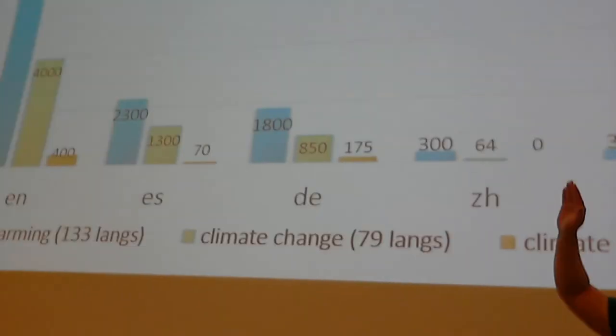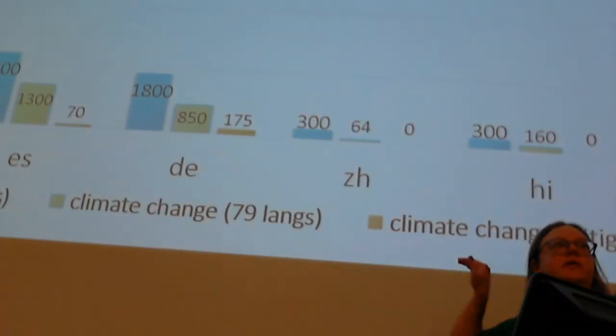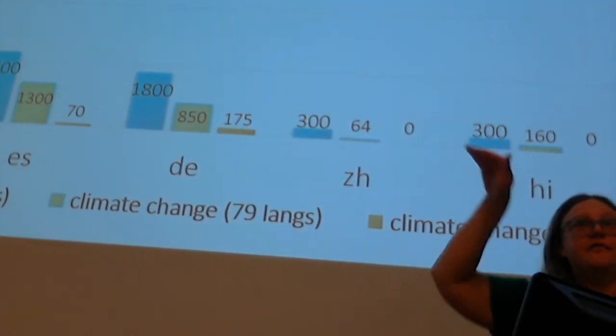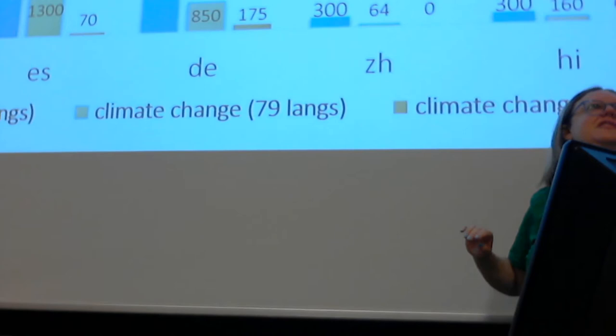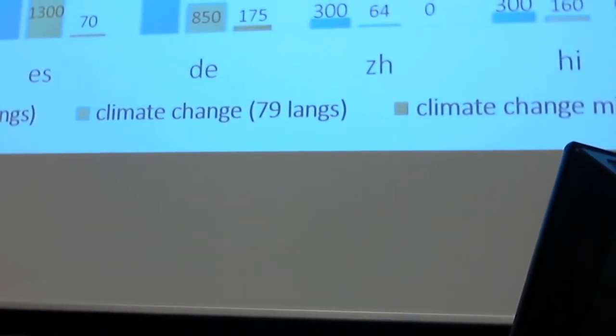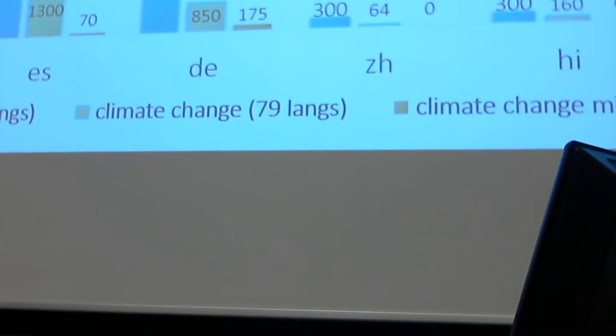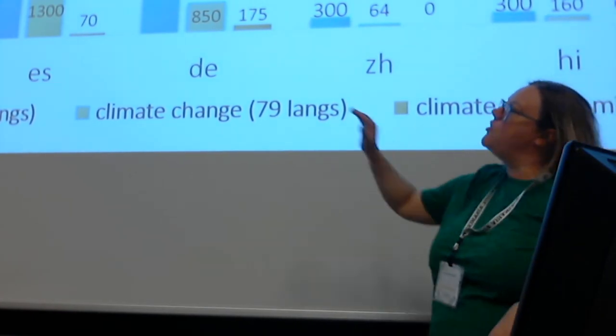Global warming gets by far the most page views in every language. Climate change gets half of those page views in every language. When I told this to you yesterday, Alex, I was wrong. I got it backwards. This article, Climate change mitigation, only exists in 13 languages, and it gets micro views in comparison, right?